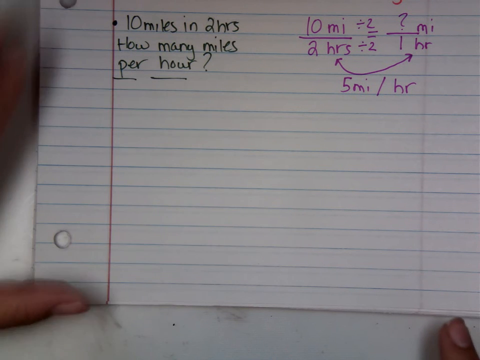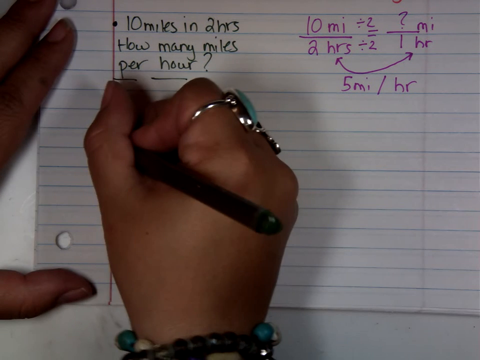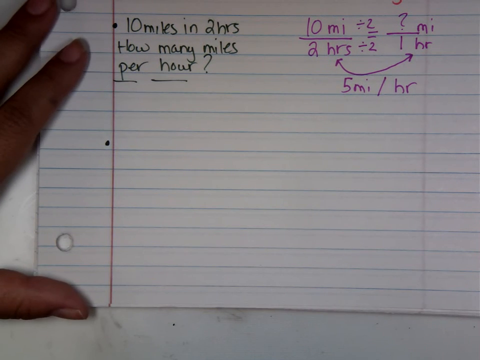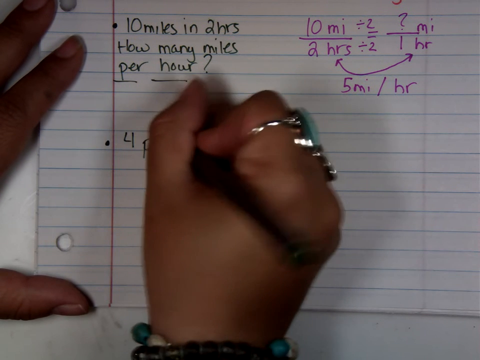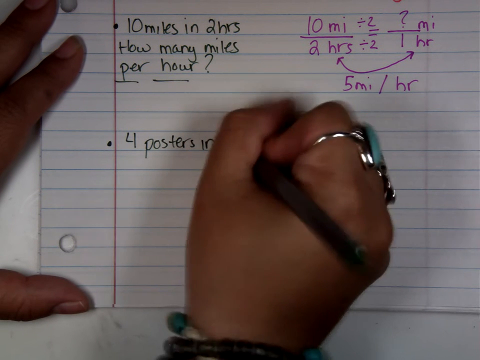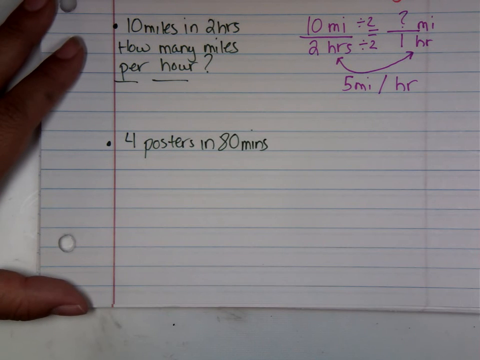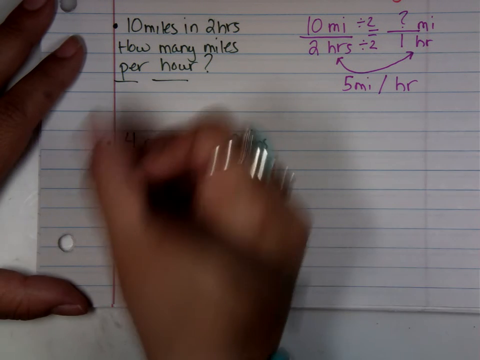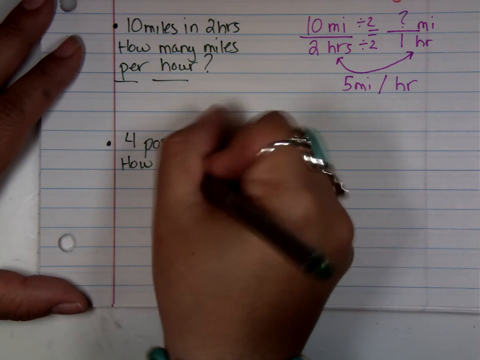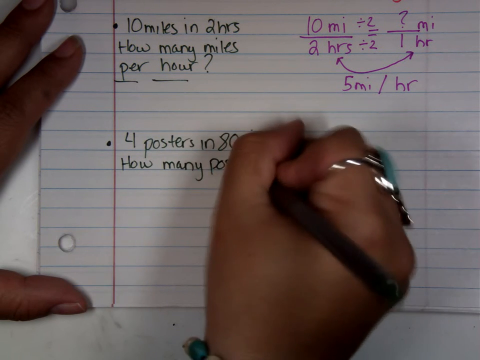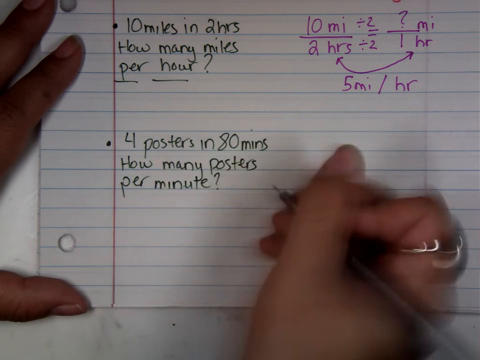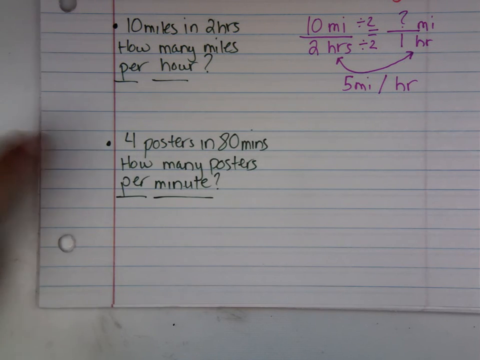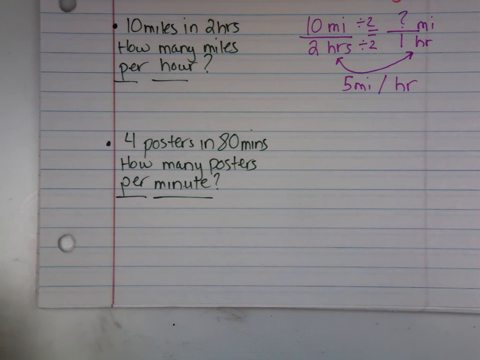Okay, and our last unit rate that we talked about was our rate of production. So we said that you could make 4 posters in 80 minutes. So how many posters could you make per minute, or for every minute? This means if we can make 4 posters in 80 minutes, well, how many could we make in 1 minute?